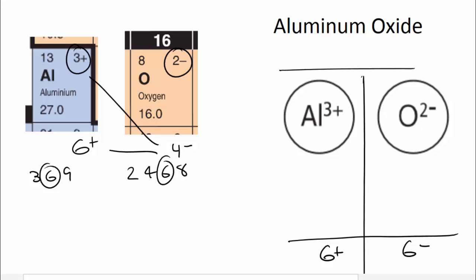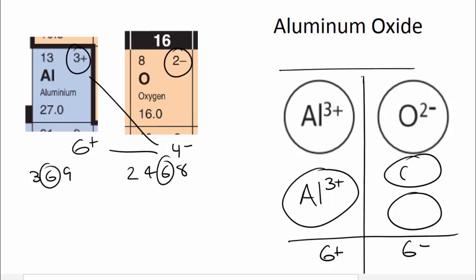So in order to get 6+, we need 2 aluminum ions. And to get 6-, we need 3 oxygen ions. And then we just write the ratio: Al2O3. And that's it. It's that easy.